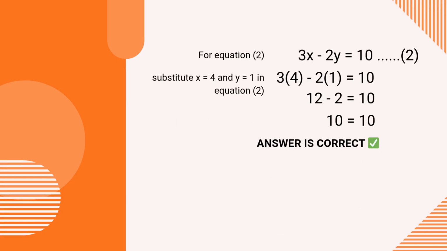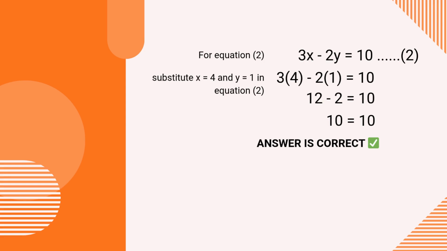Okay, we already did for equation 1, and it was correct. So what next? We do the same for equation 2. I'm sure by now we all know how to do this. So we have 3x minus 2y equals 10 from equation 2. The next thing to do is substitute the values for x and y, which is x equals 4 and y equals 1 in equation 2.